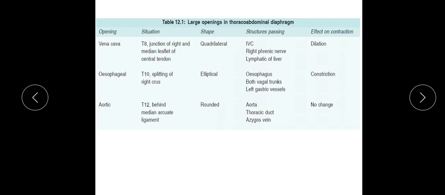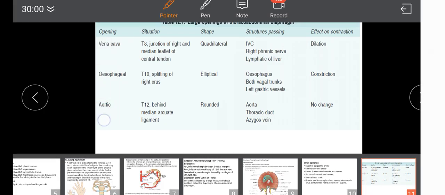And this is a very important table. MCQ may come on this table. These are the three large openings. First is the vena cava opening, second is the esophageal opening, third is the aortic opening. Remember by the mnemonic VOA, Voice of America.